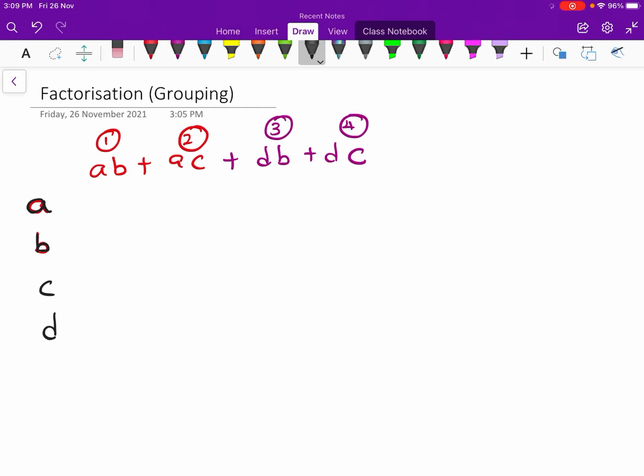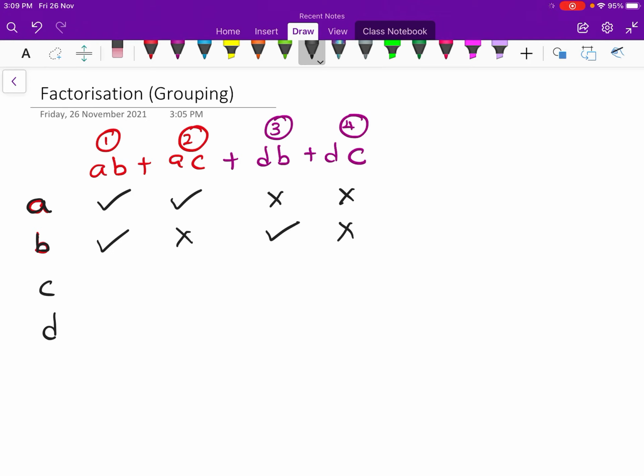So let's see whether they have the same a. For the first, there's a, so this is okay. Second, there's a also. But if you look at the third and the fourth term, there's no a. So I put a cross here. Let's see whether they have b. First term, yes. Second term, no. Third term, yes. Fourth term, no.